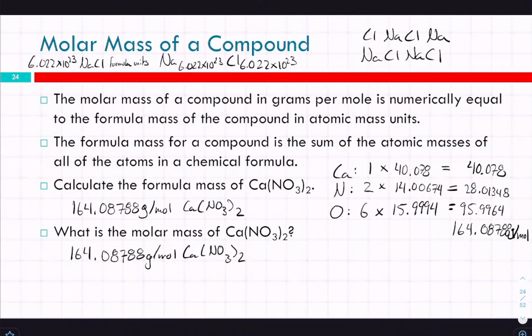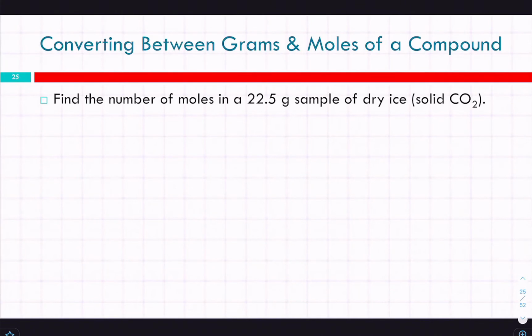Any other questions? Okay, so if we want to find the number of moles in 22.5 grams of dry ice, start with our 22.5 grams. And dry ice is carbon dioxide. Whenever we're given a compound, your first step is always going to be to calculate the molar mass.